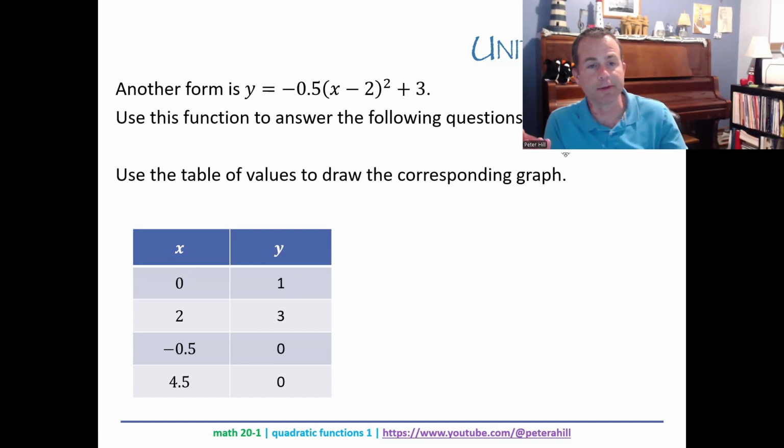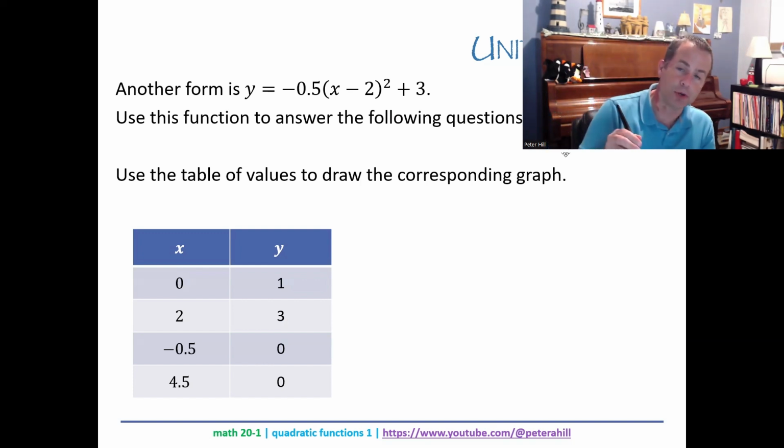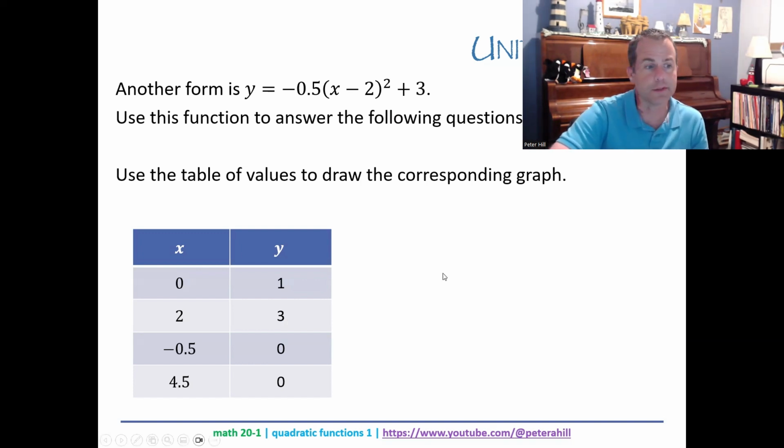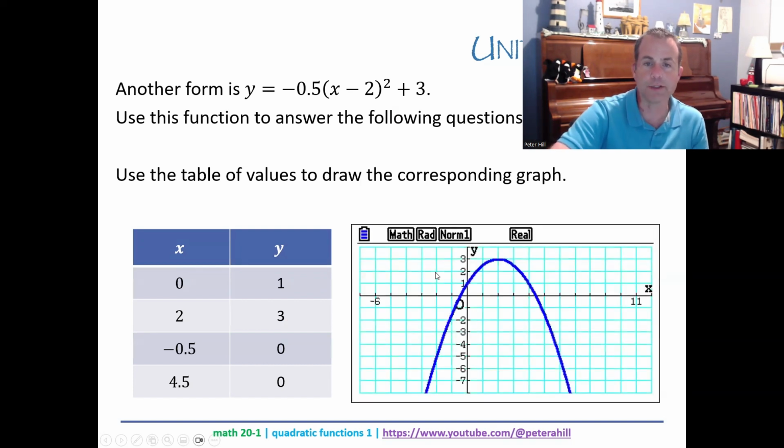Okay, so use the table of values. This time we already gave you the table of values. We didn't ask you to generate it, but you're going to draw the corresponding graph. So make sure you pause me, get these points, see if you can figure out the general look of this graph. Okay, welcome back. You should have a picture that looks something like this.